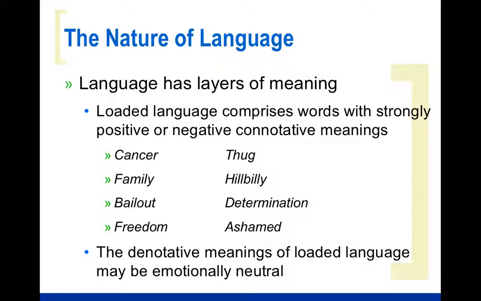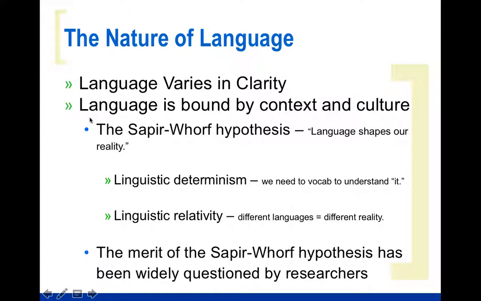The denotative meanings of loaded language may be emotionally neutral. Right? I mean, if we really think about it, the word family doesn't really have a strong denotative meaning to it. It's the emotions and the connotations that come with the word family that make it such a strong word often. Language varies in its clarity. Language is bound by context and culture. So words mean different things dependent upon context and dependent upon culture.